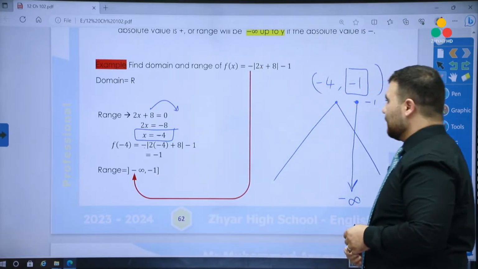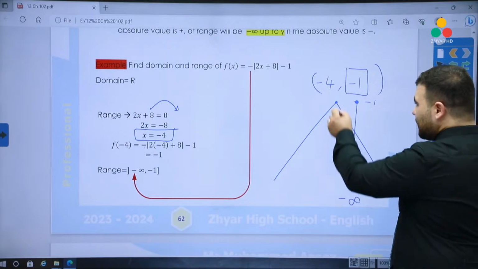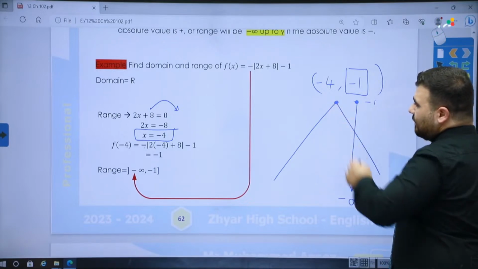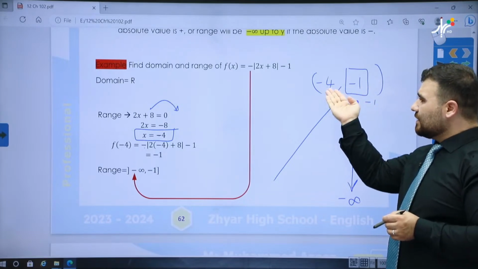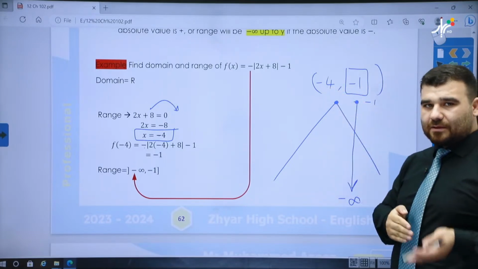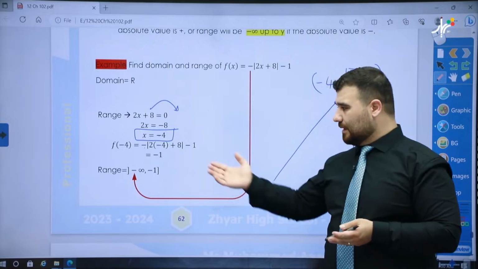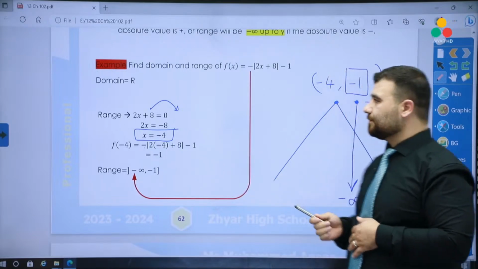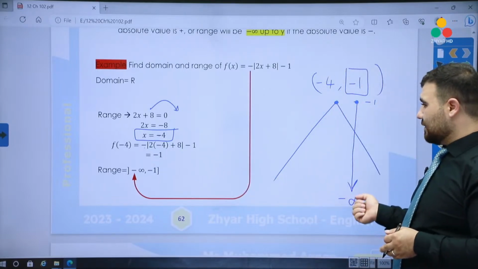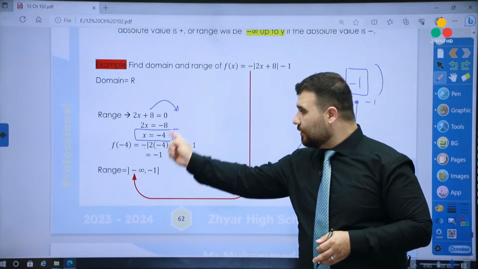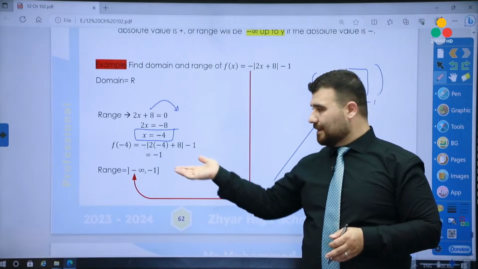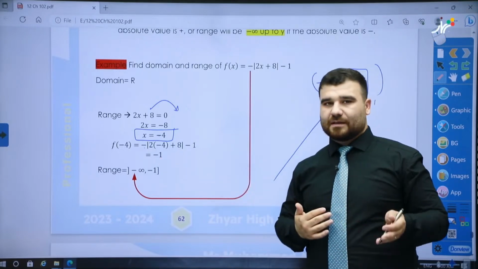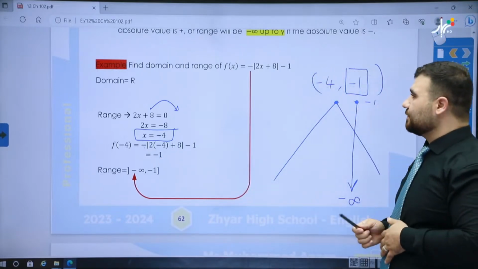Why negative 1 is in? Because at negative 1 there is graph. And the number that results to negative 1, this number has no problem. It is in the domain. Then the negative 1 is in. In other words, I can say there is a number, if I put it in f, the result will be negative 1. So it means I'm sure that negative 1 is in the range because it's in the results as well.